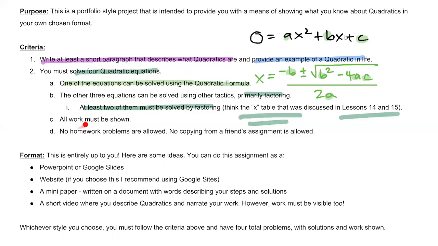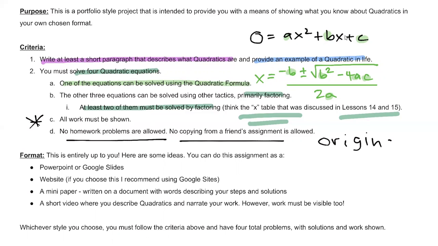And all your work must be shown. That is not an option. It has to be done. I don't care if you feel really comfortable factoring in your head, you must show your work. And no homework problems are allowed. No copying from a friend's assignment is allowed. These are your own original problems, which, by the way, is why I'm making this short little video. And I'll talk about that in just one second.